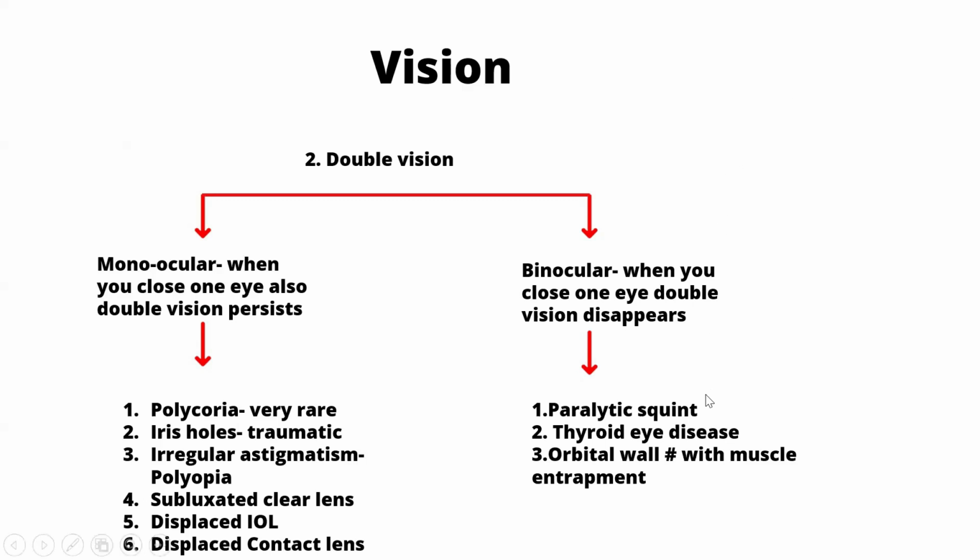Paralytic squints, like in sixth nerve palsy, fourth nerve palsy, or third nerve palsy, can present with binocular double vision. Thyroid eye disease or orbital wall fracture with muscle entrapment can cause restrictive pathology or restrictive strabismus and cause double vision. The third visual symptom that the patient comes to us with is metamorphopsia, that is distorted images. The patient says that he has distorted images.